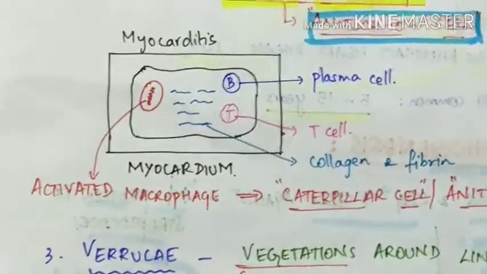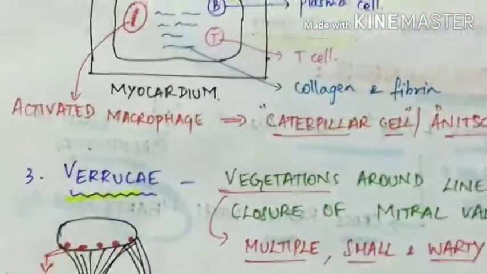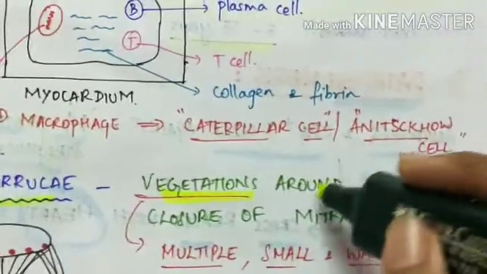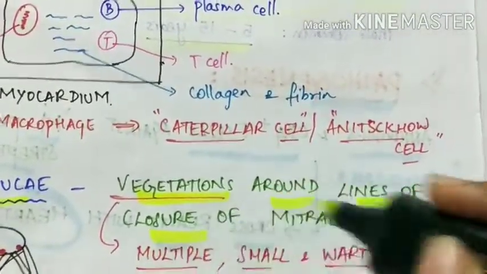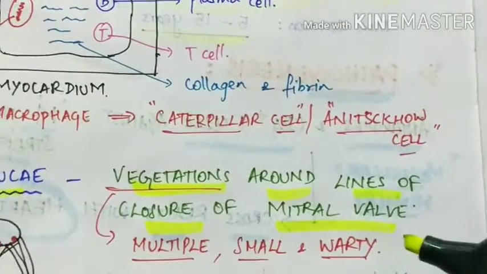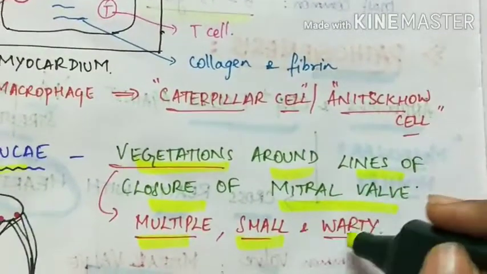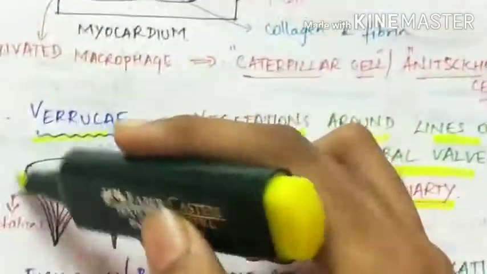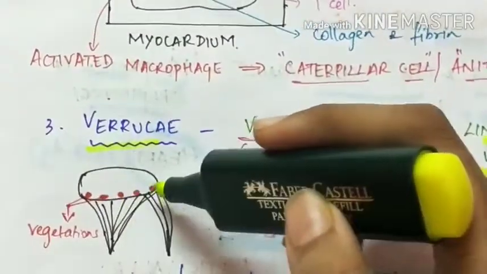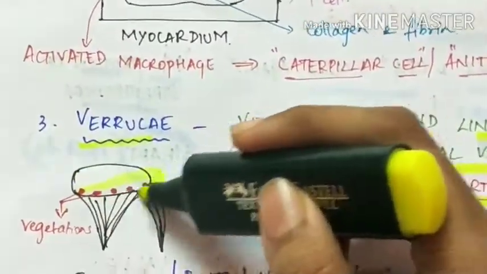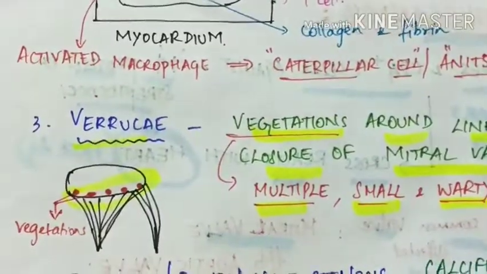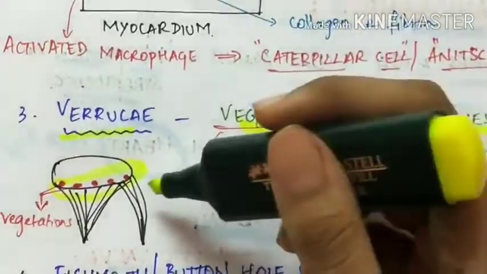Third is verrucae. The vegetations around the lines of closure of the mitral valve are called verrucae. They are multiple, small and warty. This is the line of closure of the mitral valve, and these are the vegetations. Small, multiple and warty vegetations called verrucae.